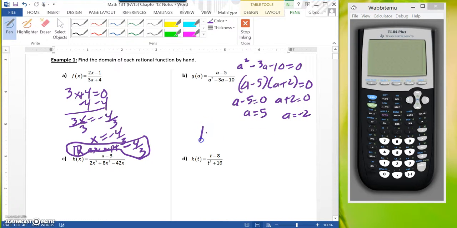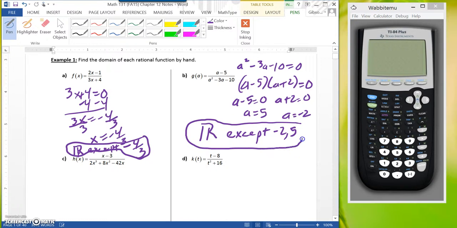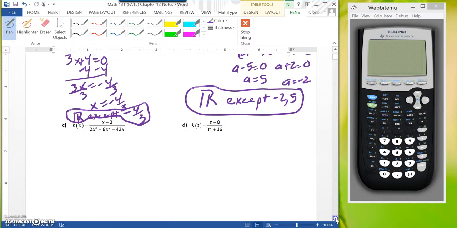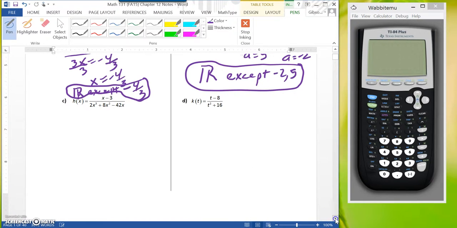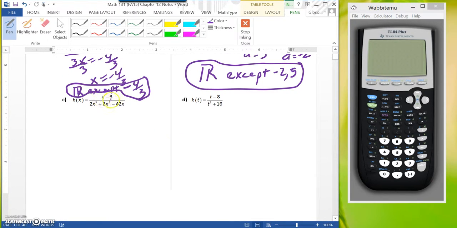So now it would be all reals except negative 2 and also 5. So all real numbers except for negative 2 and 5. Now we scroll down to C and D. Now with C, we have x minus 3 over 2x cubed plus 8x squared minus 42x. So we'll write that here.